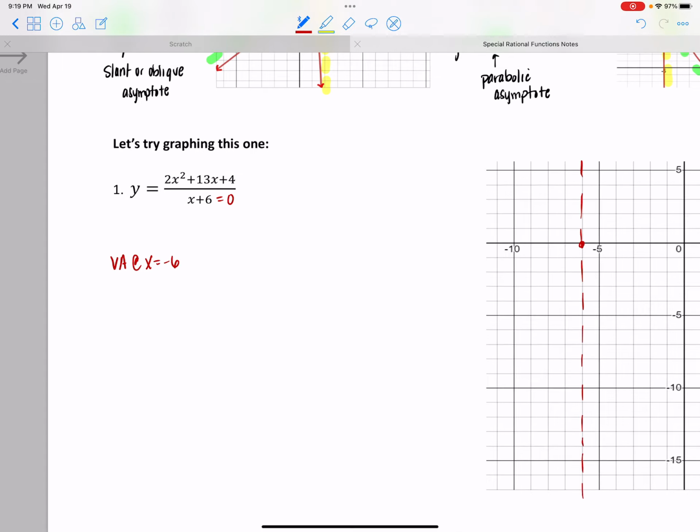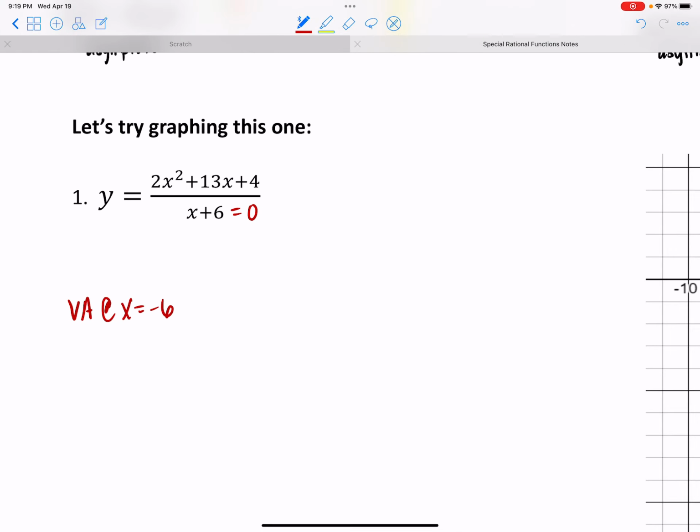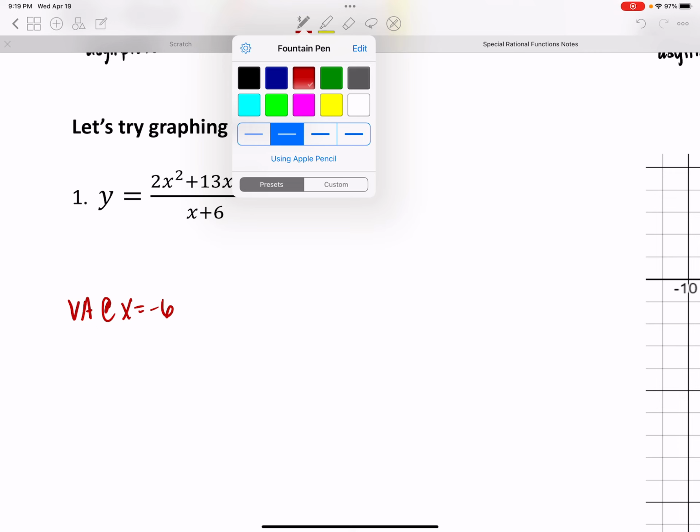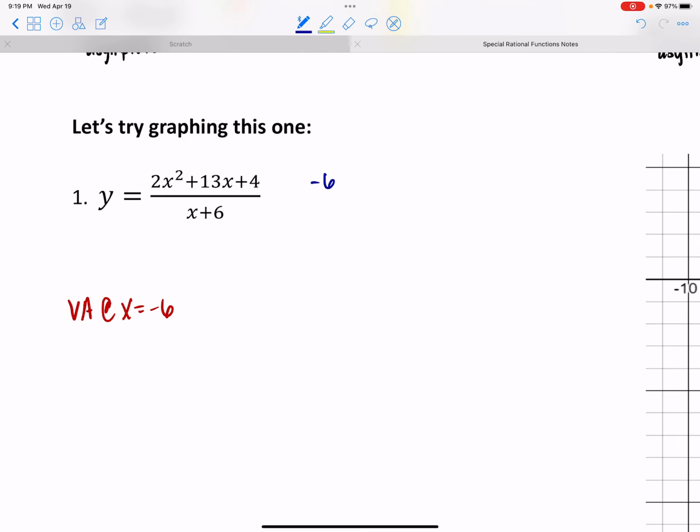Okay? And then I might look for a horizontal asymptote, but now I can see that the degree of the top is bigger than the degree of the bottom, which means this thing is not going to have a horizontal asymptote. So to see what it is going to have, I'm going to divide it. So I'm going to take my -6 and divide it into my 2, 13, and 4. Bring this down. Multiply, I get -12, add, I get 1. Multiply, I get -6, add, I get -2.